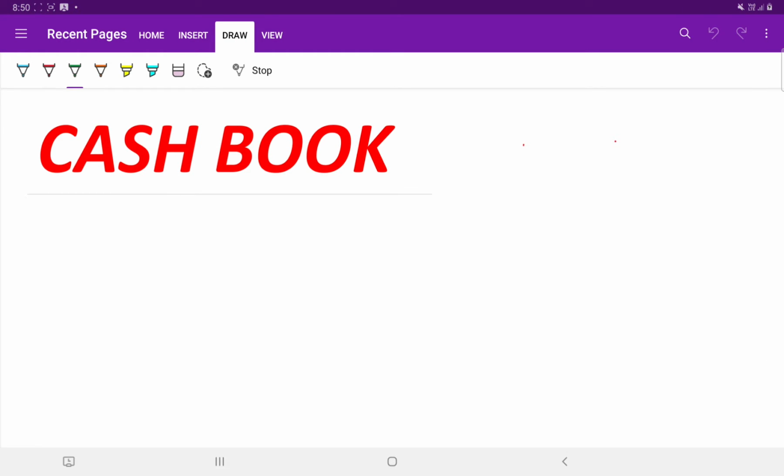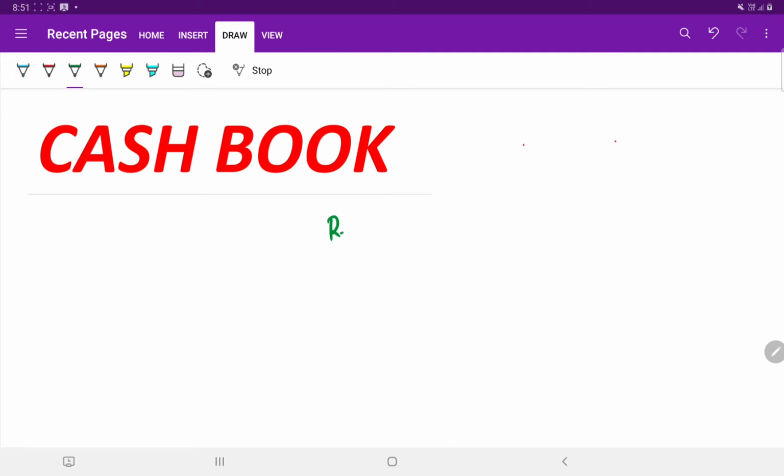Welcome students. In our previous lecture we had studied about the journal. So in this lecture we shall be starting with the new topic of cash book. So it comes under the chapter of recording of the transactions. So what is a cash book? It is used to keep a record of all transactions related to cash receipts and cash payment.